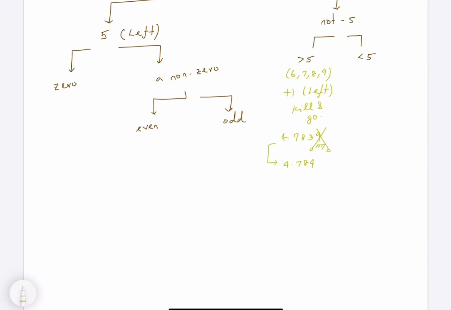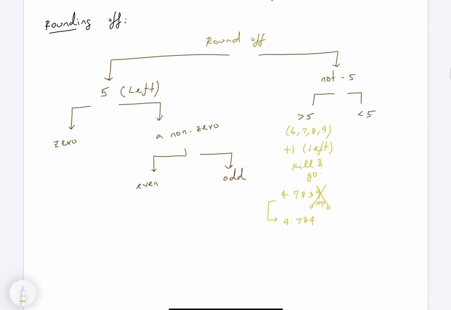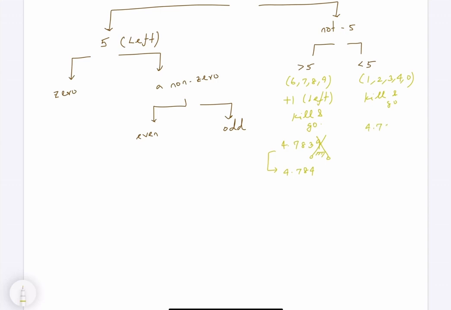That's how you change. Similarly, if it's less than 5, just kill and go, which means 1, 2, 3, 4, 0 also included. Just kill and go, which means you can just remove it easily. Let's say same, 4.783, and I want to remove this part. Maybe let's add some 7, 6. So I want only two decimal places. So this you will remove, which means that 3 is removed, which means it's less than 5. So you can just kill and go. So the answer would be 4.78.